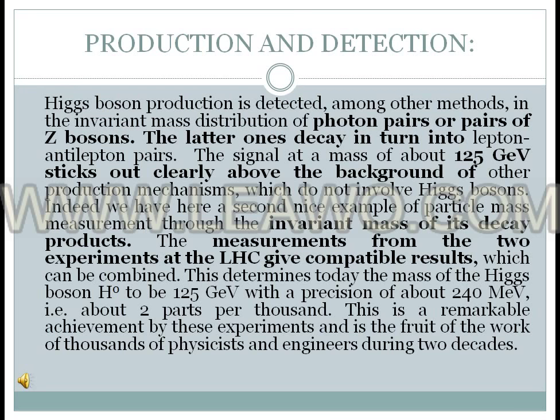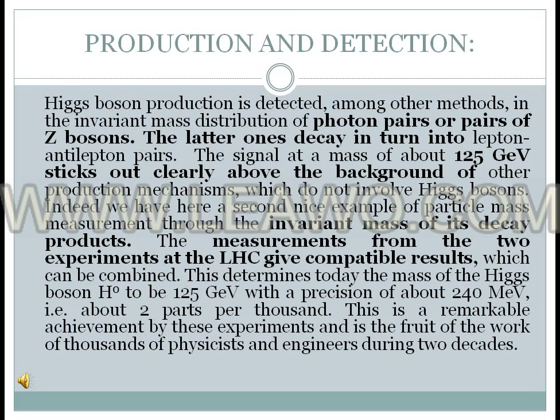Production and detection. Higgs boson production is detected, among other methods, in the invariant mass distribution of photon pairs or pairs of Z bosons. The latter decay in turn into lepton-antilepton pairs. The signal at a mass of about 125 GeV sticks out clearly above the background of other production mechanisms, which do not involve Higgs bosons. Indeed, we have there a second nice example of particle mass measurement through the invariant mass of its decay products.